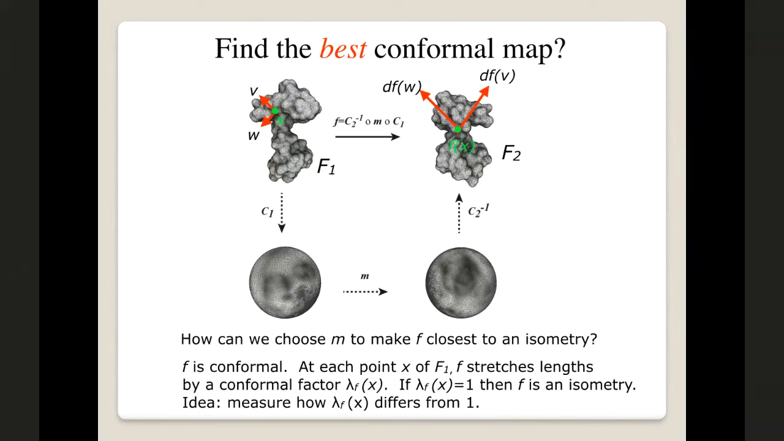And then we have the problem of how among all these conformal maps do we find the one that's closest to an isometry. So we'll need some notion of what it means to be close to an isometry. And what we're going to use is the stretching factor. So if you look at X, this green point X on the left, and its image F of X on the right, these little red vectors have been stretched by some factor lambda, which depends only on the point X. So this conformal stretching factor, which is some function on the surface F1, is what we're going to use to measure how close this map is to an isometry. If this lambda is equal to 1, then this map is an isometry. It preserves both angles and stretching and lengths of vectors, and that forces it to be an isometry.